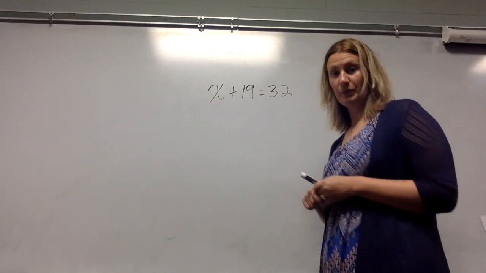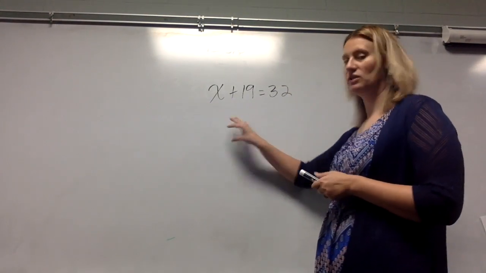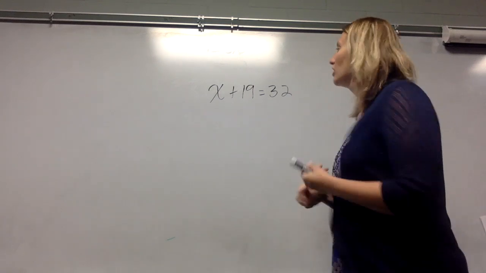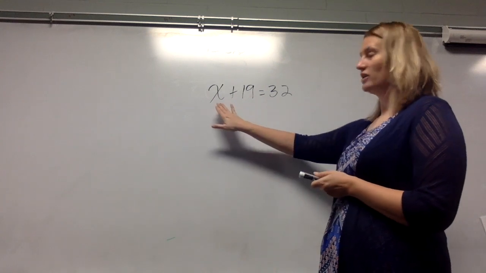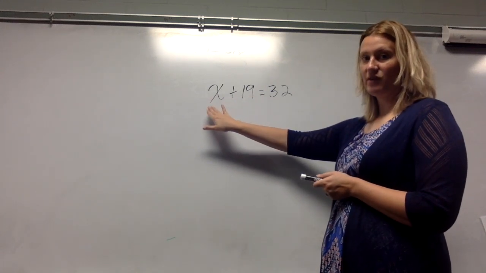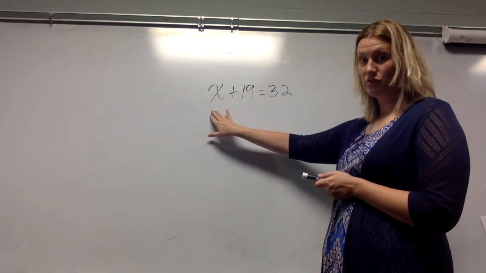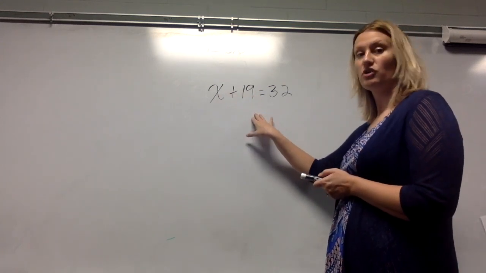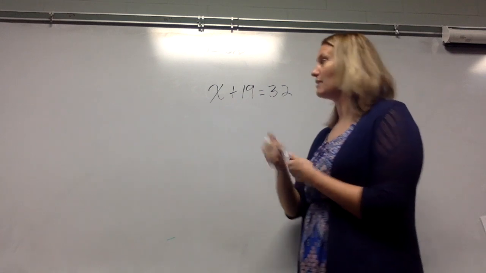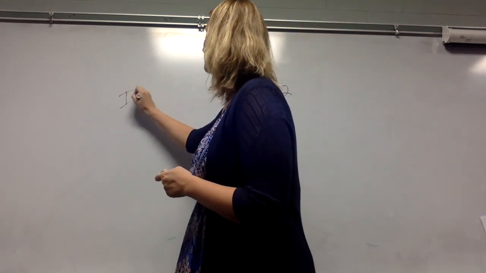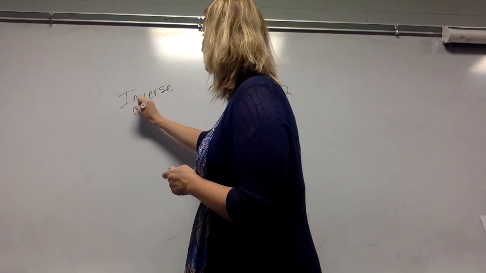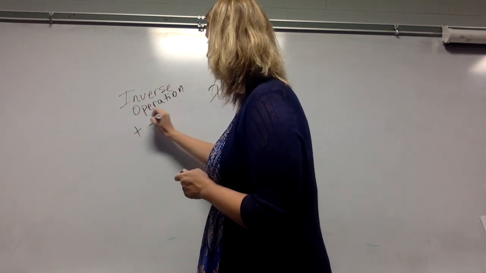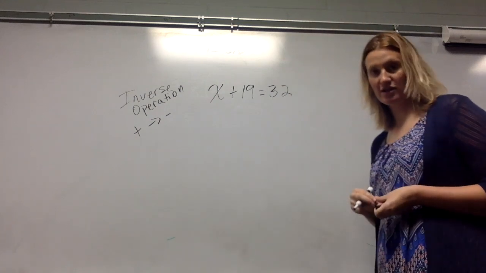In this video, we are going to talk about how to solve a one-step addition equation using inverse operations. All right, so when solving equations, your overall goal is to get the variable by itself. So you want to undo the addition of 19. So what you want to do is use an inverse operation. And the inverse operation of addition is subtraction.